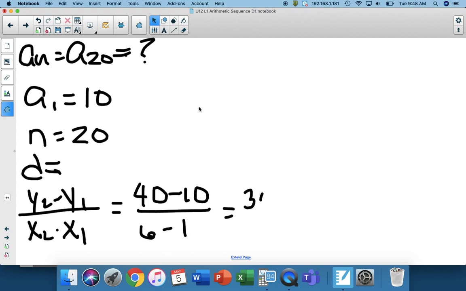40 minus 10 is 30. 6 minus 1 is 5. And 30 divided by 5 is 6. So what they're telling us is that 6 is our common difference, which makes sense. If you add 6 to 10 five times, you're going to get 40. I promise you. You can check it right now in your calculator. So our common difference is plus 6.